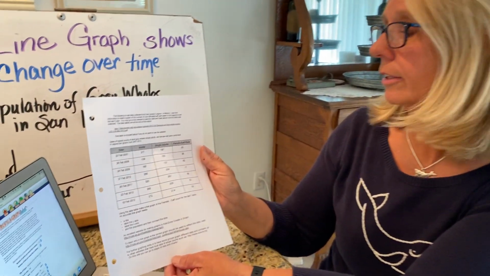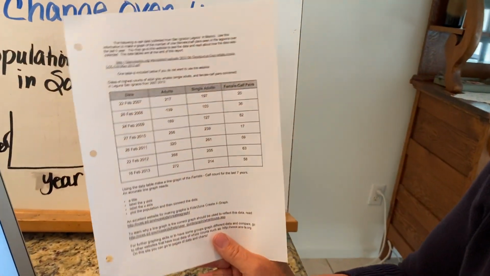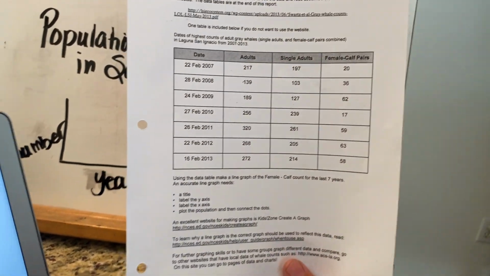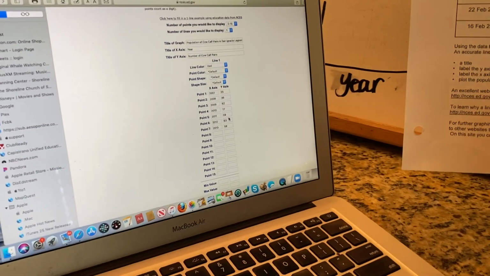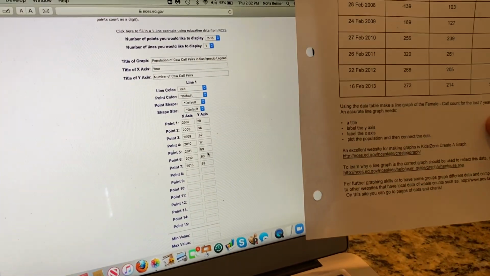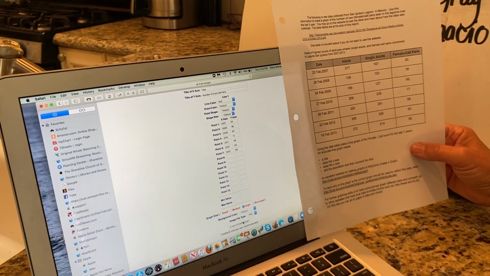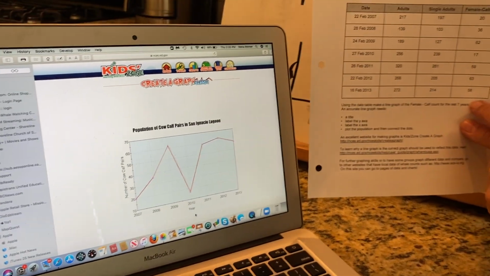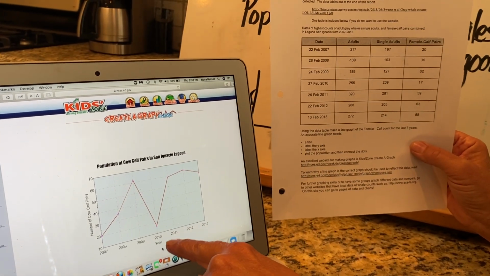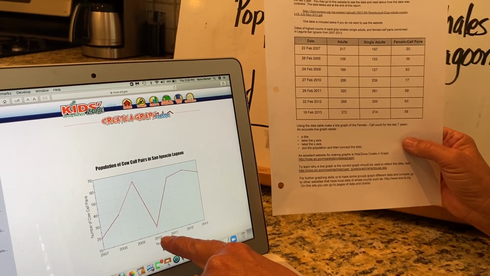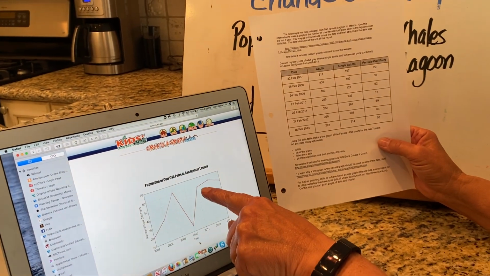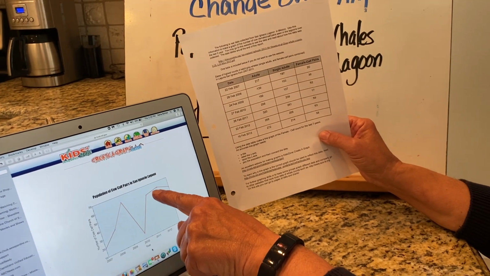So I have some data I received from San Ignacio Lagoon, and I have it here on this chart. I've already gone and typed in the year and the number of cow-calf pairs. So the information I have on my computer is exactly the same as what I have in this chart. But let's see which one you like better. Look at it here. When I just look at these numbers, I don't recognize this dramatic drop in 2010 where they only saw 17 cow-calf pairs. And then the very next year, the number came back up to 59 cow-calf pairs.